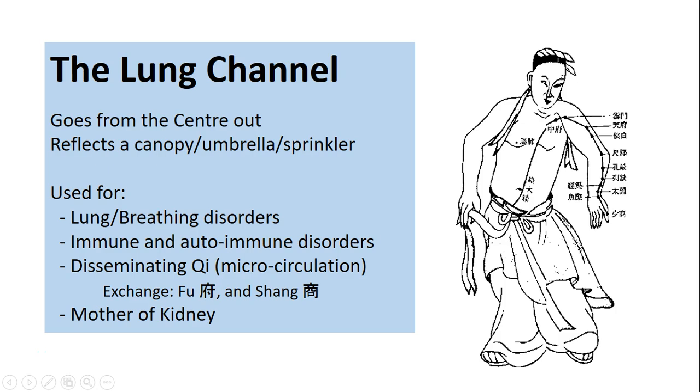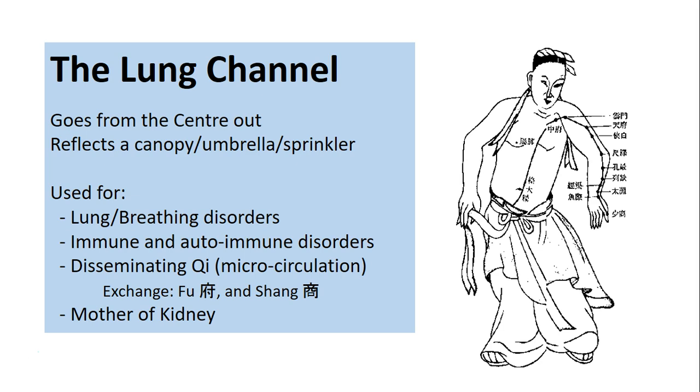The lung channel pathway reflects the idea of the lung's functions. Starting at the center, it descends and then ascends and spreads like a canopy, reflecting the function of the lungs in disseminating qi, like mist. It serves as an exchange between us and the outside world, and also to disseminate and exchange nourishment and waste products between the center and the extremities.